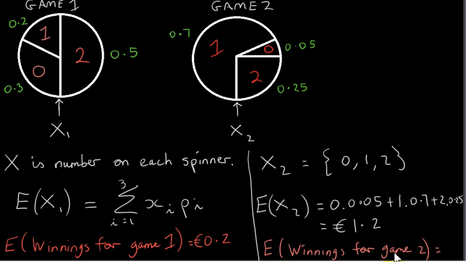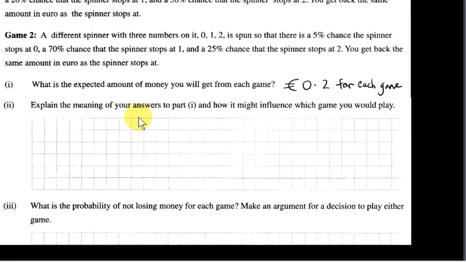Now what are the expected winnings for game 2? Well, it costs €1 to play the game, so it's 1.2 minus 1, which is 0.2 euros. Explain the meaning of your answers to part 1 and how it might influence which game you would play. Well, it seems that the expected amount of money is the same for each game. Well, it is the same for each game, so it doesn't matter which game you play.